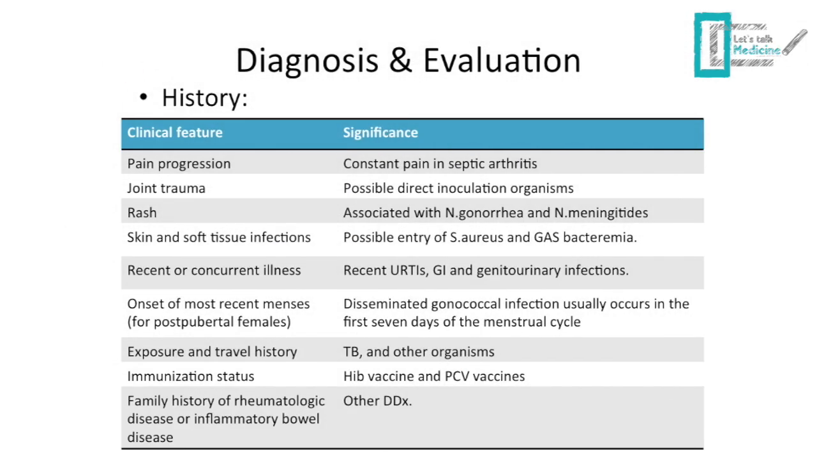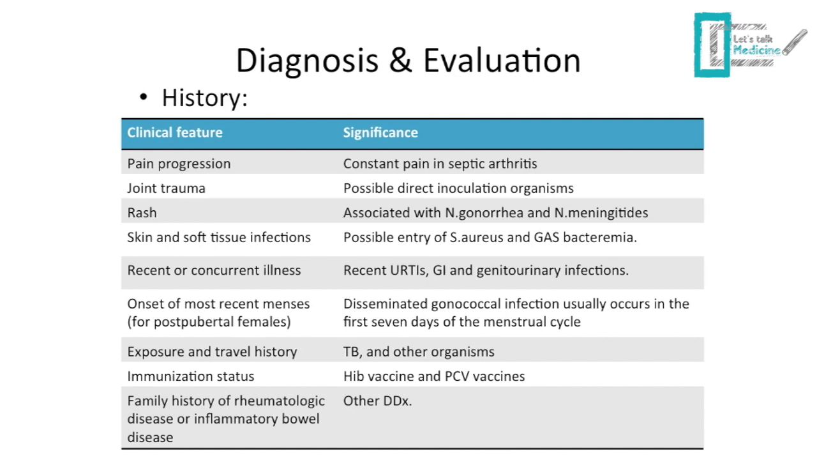After that, the diagnosis and evaluation is made for any patient coming with joint pain and limited range of motion. First, you start with the history and physical examination. In the history, there are some important points you have to know. For example, the pain of a septic arthritis joint does not come and go. It's usually constant all the time.